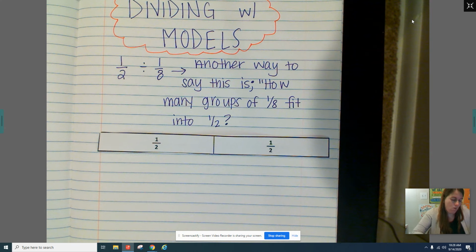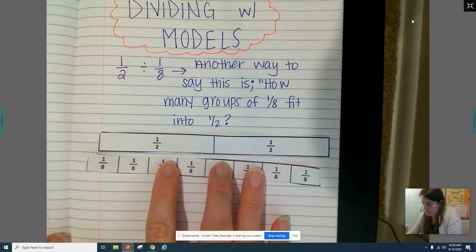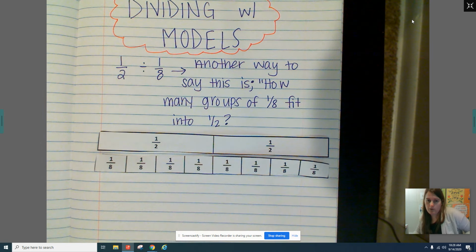Okay, so my first fraction strip that I have is the 1/2. My 1/8 didn't get cut out. I'm going to cut it out real quick. And then what we do is we take the second fraction strip and we line it up right under the 1/2. We line them up right together.